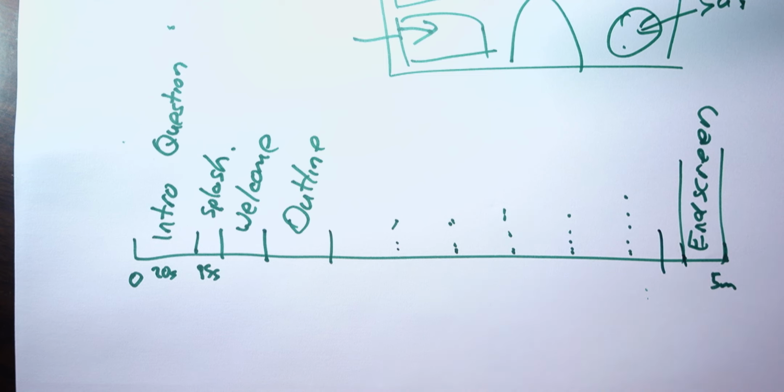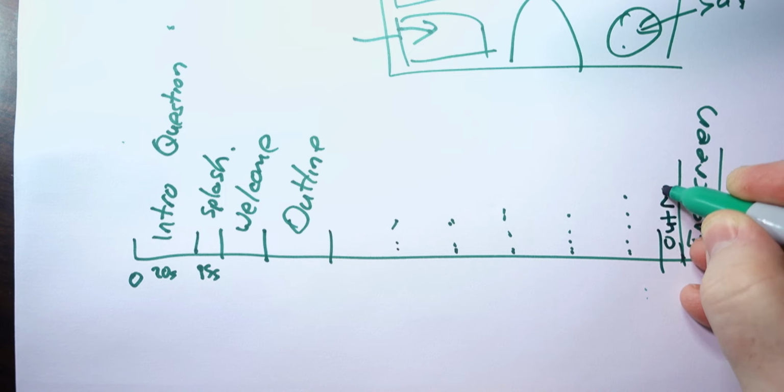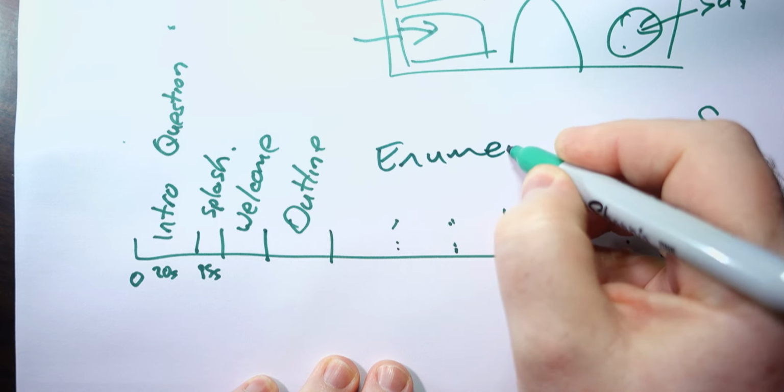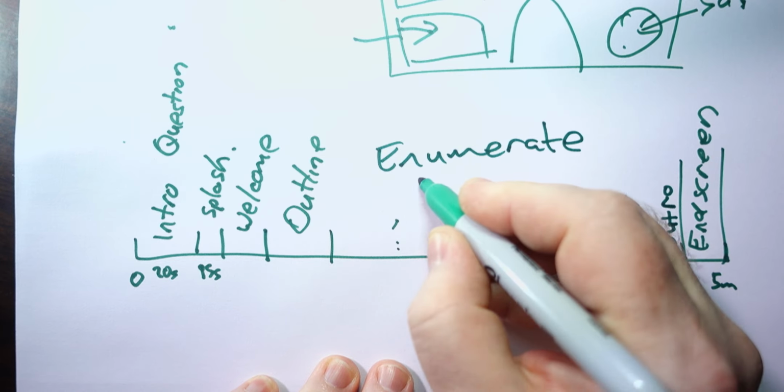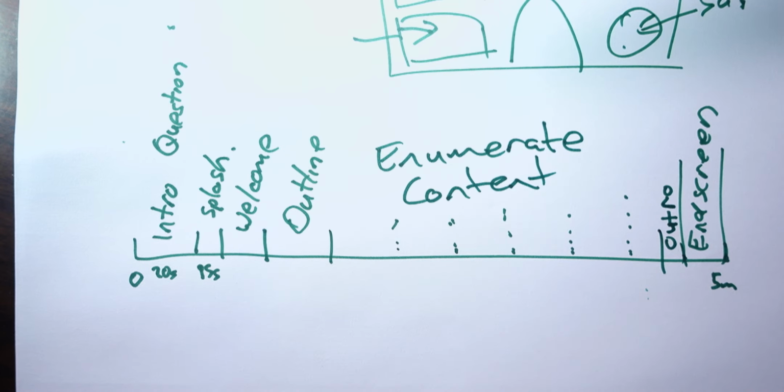And it might do something like this. This is a sort of an outro where you say thanks. Outro, and I'll just put in here, enumerated content. I'm not very quick at writing. And this outro goes something like this.